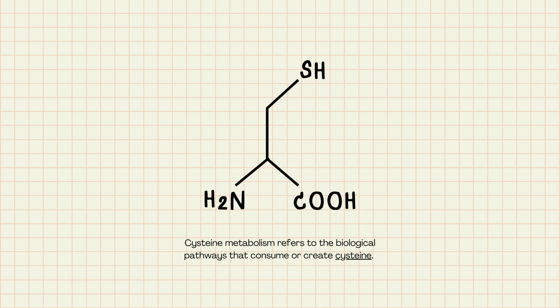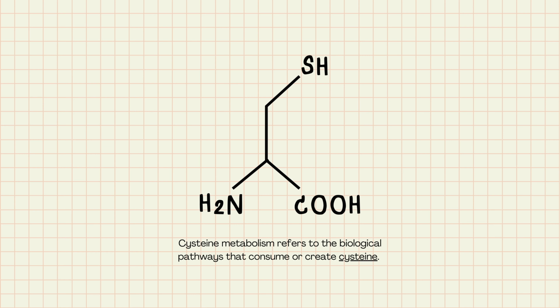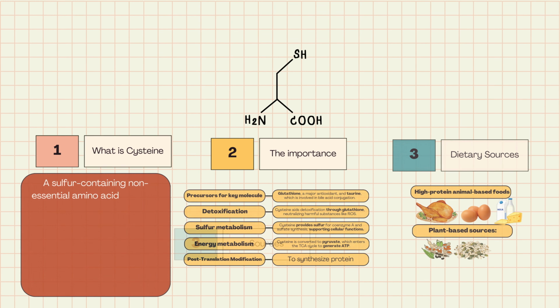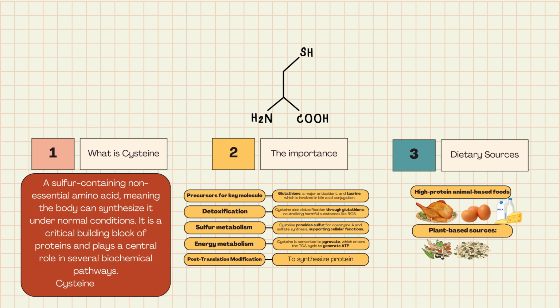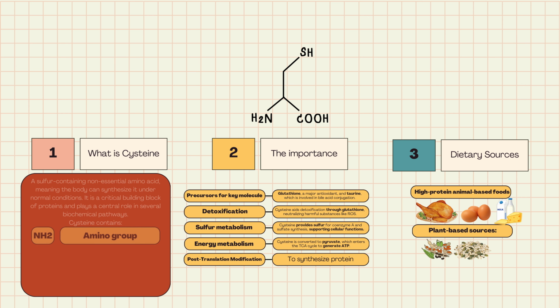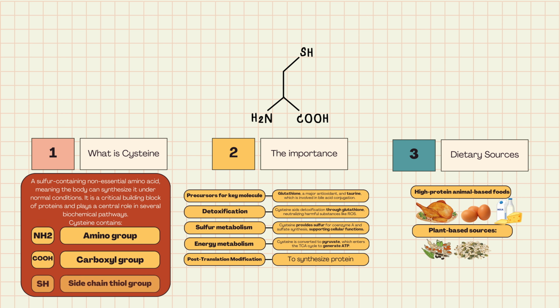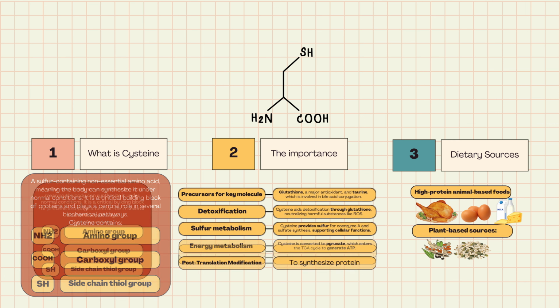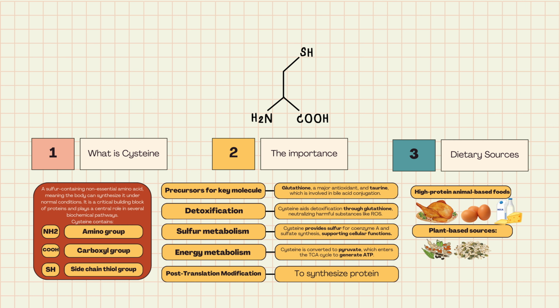Cysteine metabolism refers to the biological pathways that consume or create cysteine. Cysteine is a sulfur-containing non-essential amino acid, meaning the body can synthesize it under normal conditions. Cysteine contains an amino group, a carboxyl group, and a side chain thiol group. Cysteine is important as a precursor for key molecules, detoxification, sulfur metabolism, energy metabolism, and post-translational modification to synthesize protein.